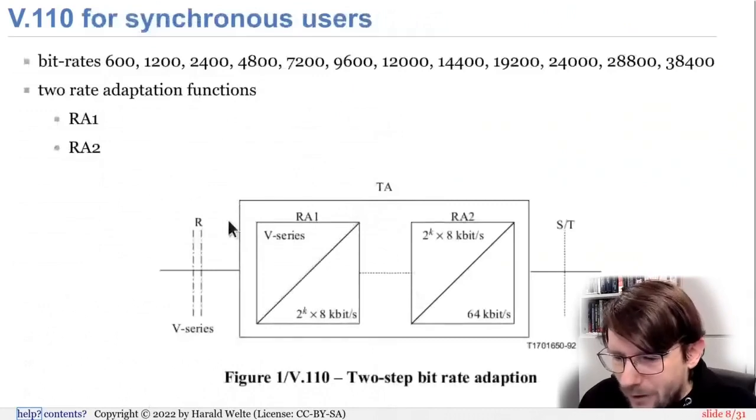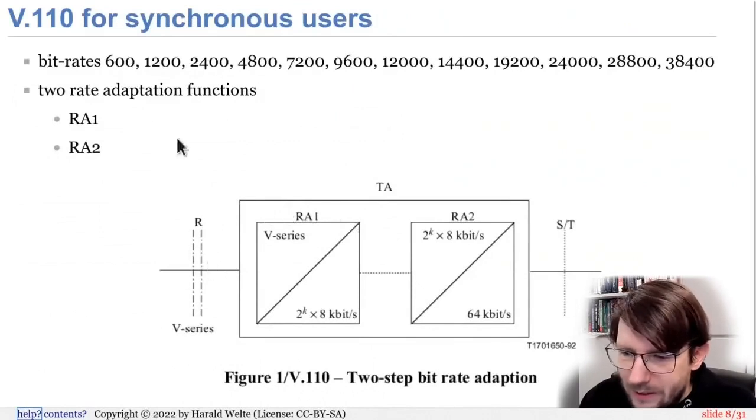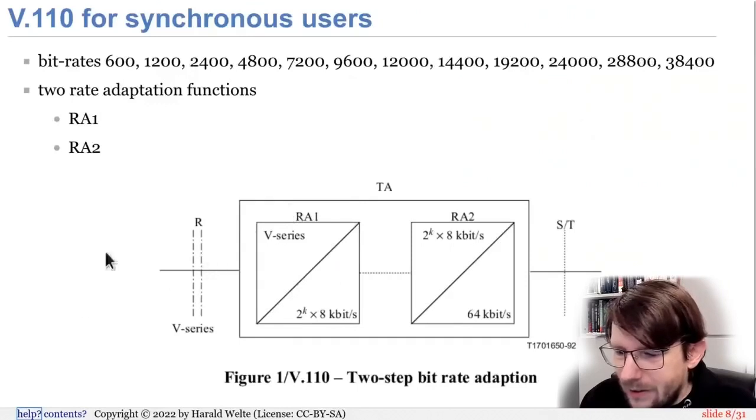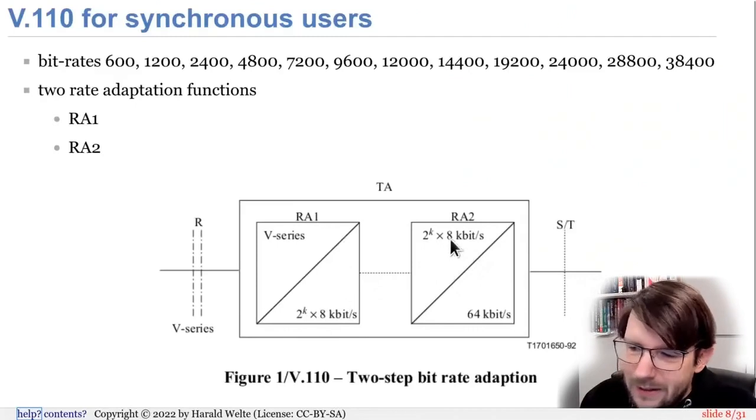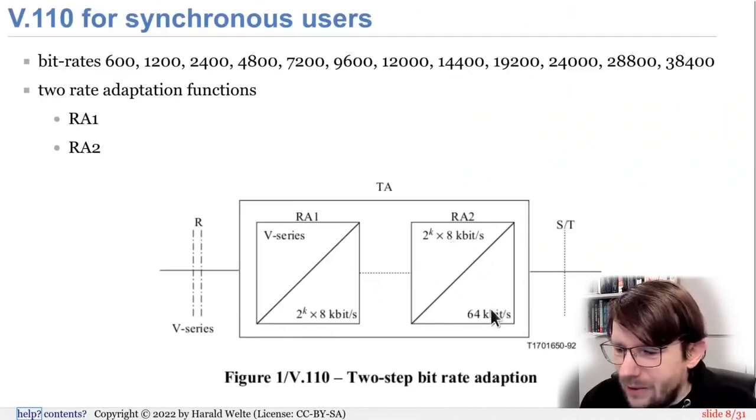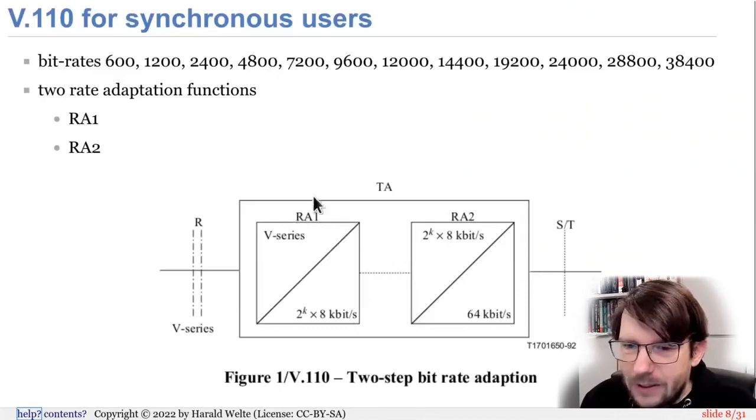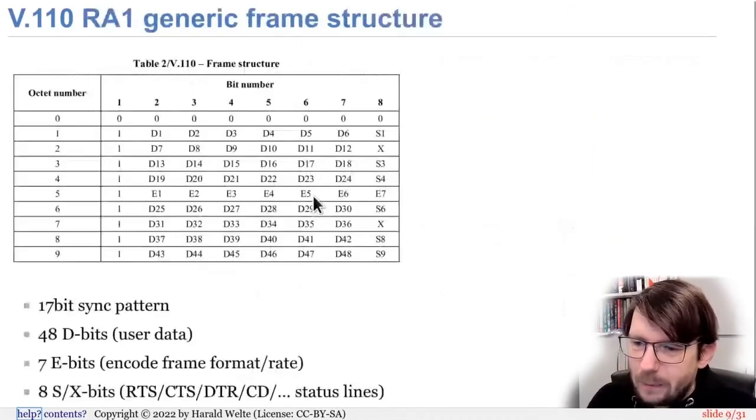So we will first look at rate adaptation function 1, which has the task of converting from whatever the synchronous bit rate is, so any of the rates listed above, and converting that to 2 to the power of k times 8 kilobits. So basically it generates an 8, 16, 32 or 64 kilobit bit stream. And then we have rate adaptation function 2, which only adapts from those 8, 16, 32 kilobits to 64 kilobits as a second step. We are now looking only at the RA1 function for the next couple of slides.